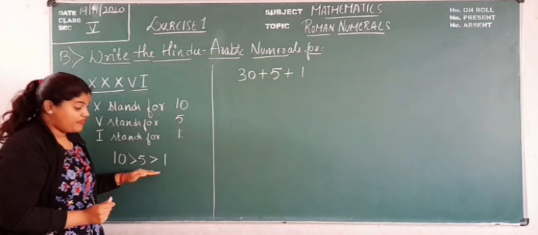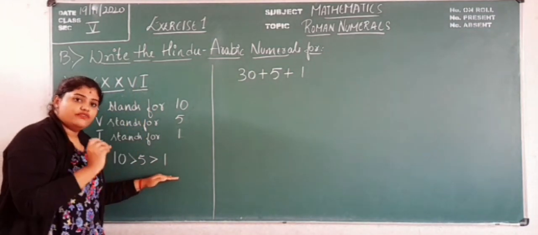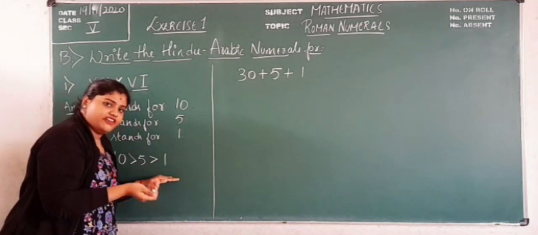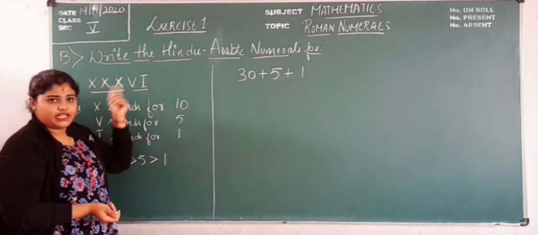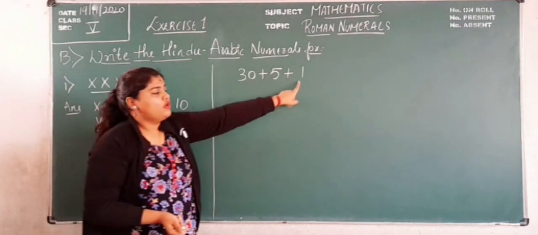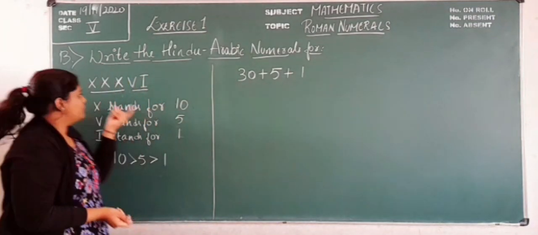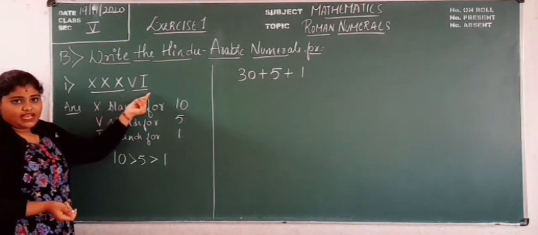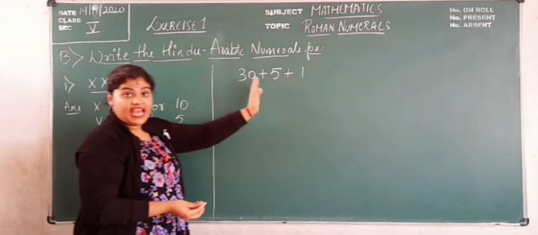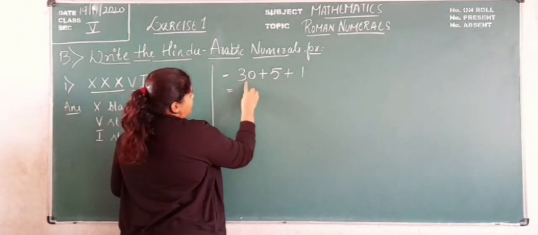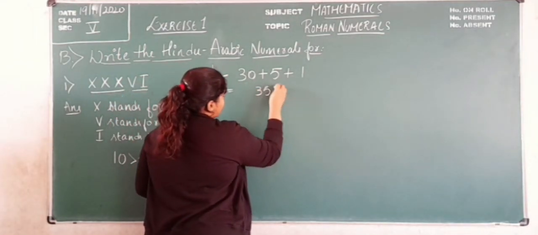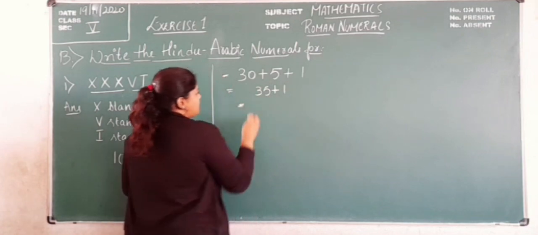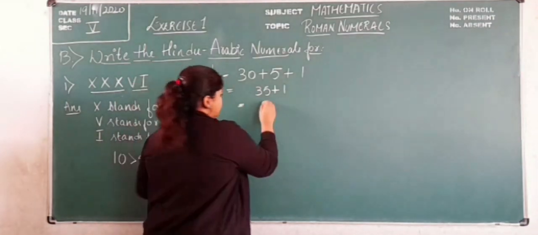Next we have 5 and 1. We also know that 5 is greater than 1. So if we write a smaller value after a greater value, it means addition. So I wrote plus here. Then I stands for 1. So I wrote 1. So now what is the value of this VI? So we'll be adding this. So what is 30 plus 5? 35. Plus 1. So what is 35 plus 1? 36.